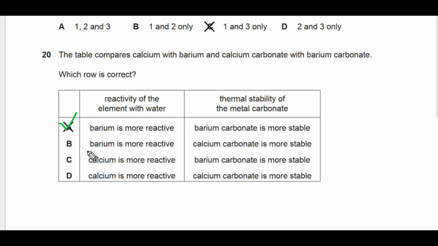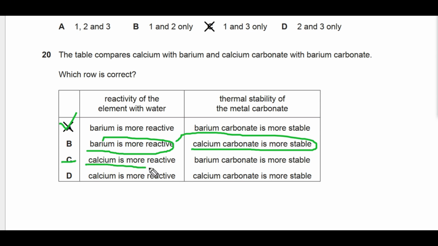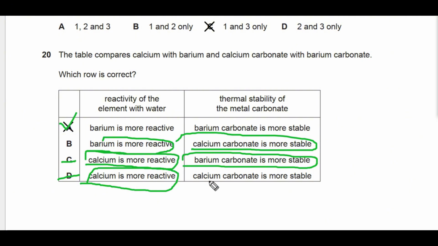Why is B wrong? Barium is more reactive, this is true, but calcium carbonate more stable, this is wrong. Why is C wrong? Calcium is more reactive, this is wrong. Barium carbonate is more stable, this is true. D, calcium is more reactive, no, this is wrong. So A is the fully correct answer.